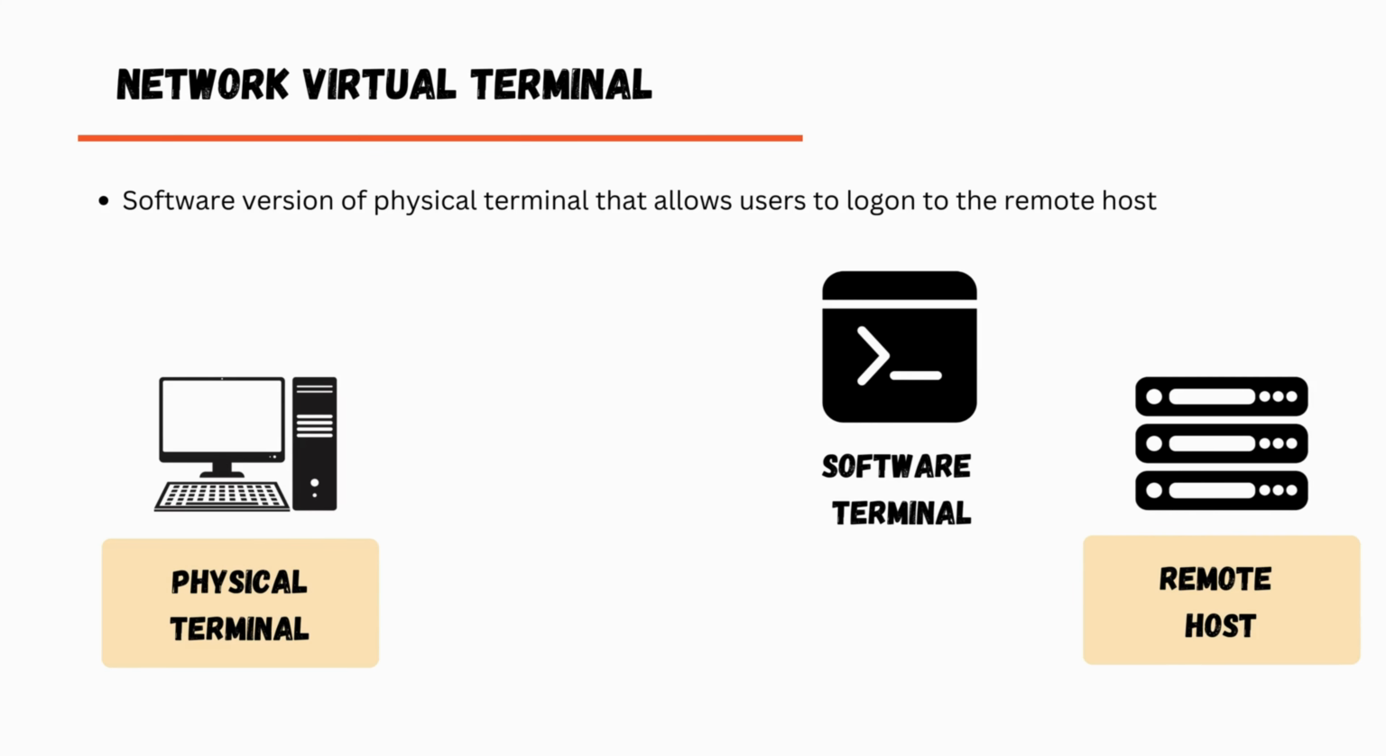Now, suppose you are sitting in India and your physical terminal machine is in India and your remote host is in USA. What you can do is install your software terminal on your physical terminal sitting in India, and you can access the machine in USA through this software terminal. All this work which you do through the software terminal is done through the application layer.